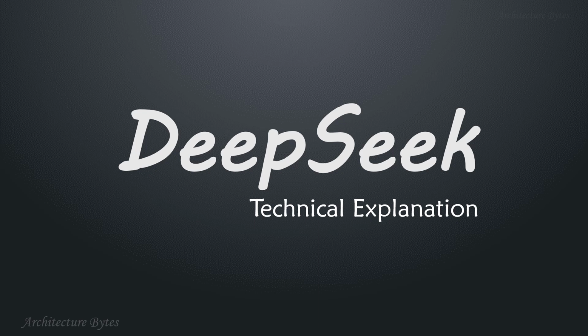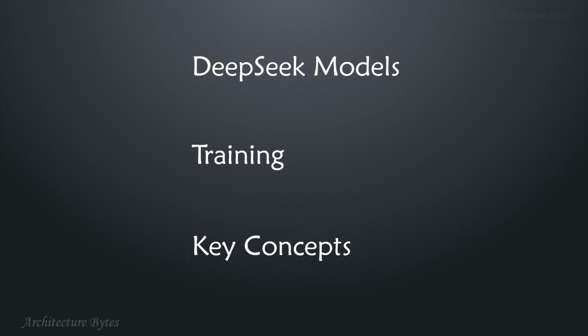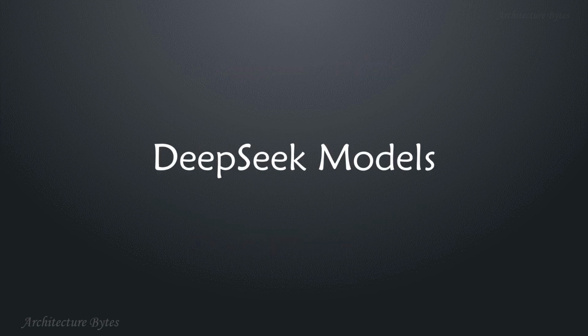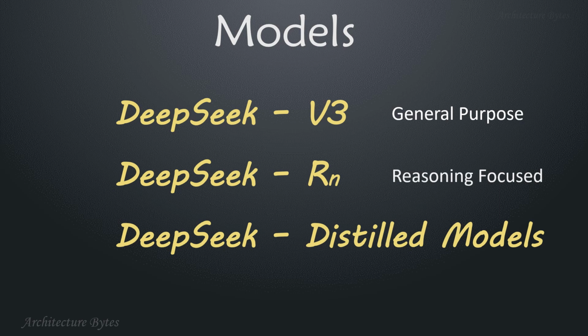DeepSeek, a technical explanation. We are going to cover the following topics: DeepSeek models, training, and key concepts. DeepSeek offers a range of AI models. For example, DeepSeek V3 is a general purpose model, while the R series of models are reasoning focused. Distilled models are smaller yet very capable. We will learn more about them.